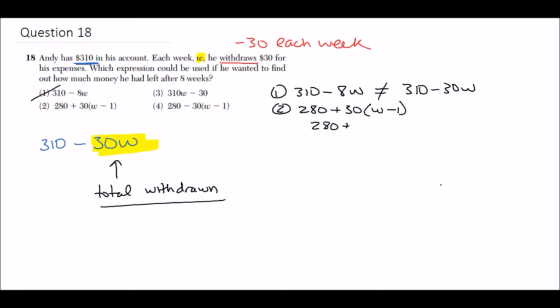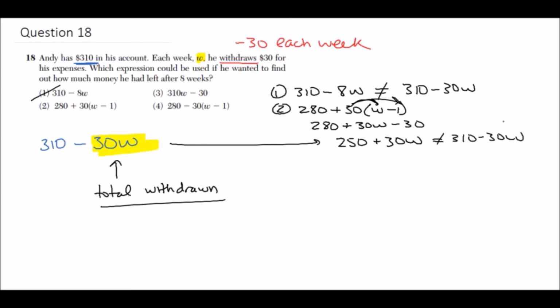If we look at 2, we have 280 plus 30W minus 1. And if we distribute out the 30, we get 280 plus 30W minus 30. We can then combine the 280 and the 30. We get 250 plus 30W. Again, that is not the same expression, so that's not going to be it either. And certainly 3, which is 310W minus 30, does not equal 310 minus 30W. So that means the answer must be 4.